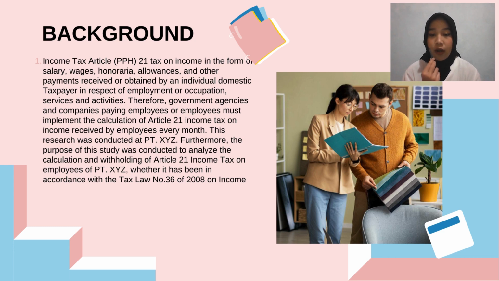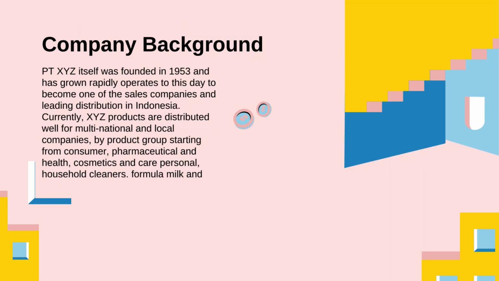The result of this study indicates that the calculation, deduction, deposit, and reporting of Article 21 applied by PT XYZ is not in accordance with law number 36 of 2008 on income tax Article 4, paragraph 1. Namely, the calculation of income tax Article 21 for permanent employees, because the company does not include attendance allowance in the calculation. Okay, now the second one is company background.